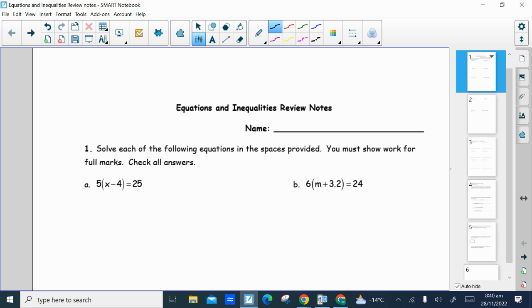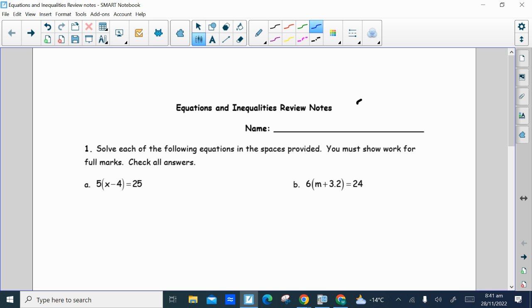So the first thing we did is we solved equations. An equation is where you have an equal sign between a left and right side. And we want to find the value of the variable that makes the equation true. And so we did that by looking at the equation. Sometimes we had to do some simplifying first, but we needed to get the variable by itself.